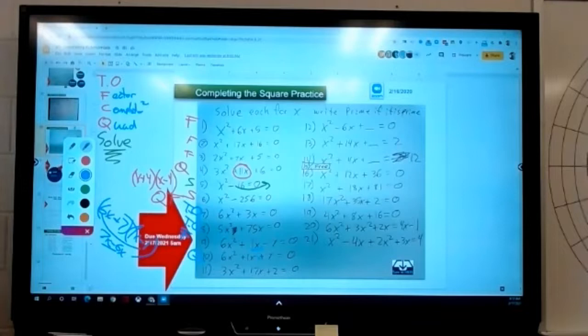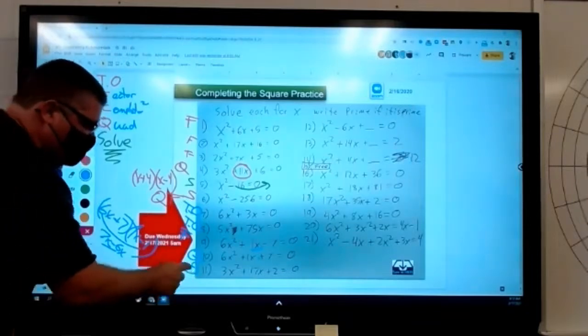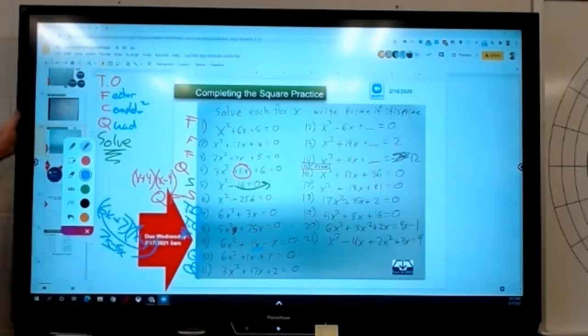Down here at the bottom, what do you have to use in number 11? What is your only choice? Quadratic, because can I take anything out? Would you complete the square with a 17 in the middle, Beasley? No. Can you factor a 2 and a 3 to make a 17? No, you're stuck with quadratic, right?